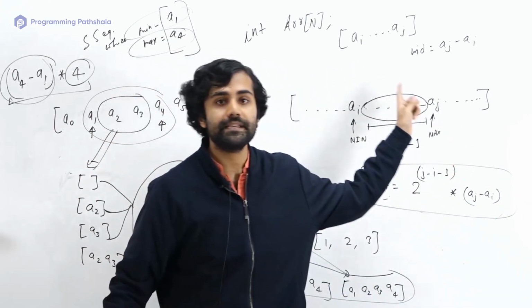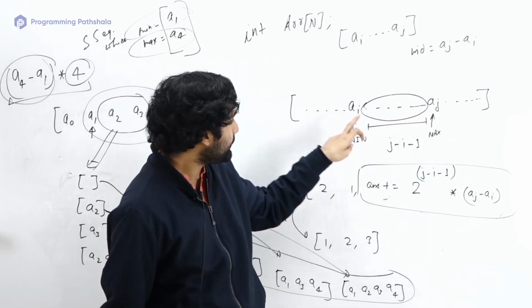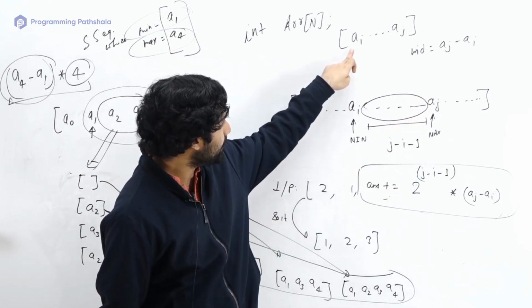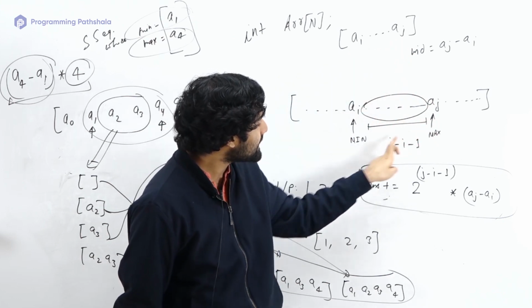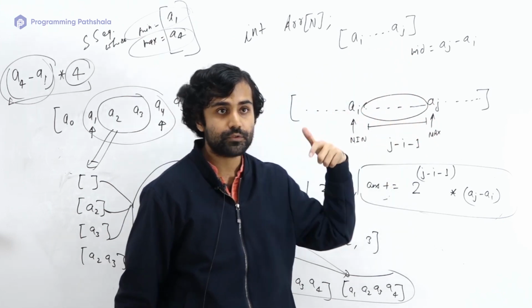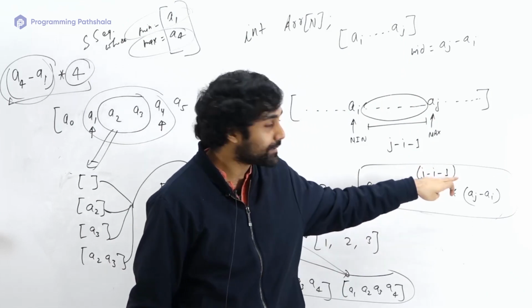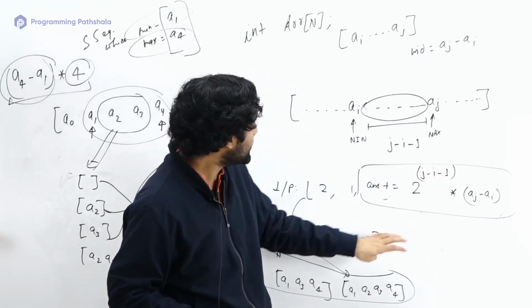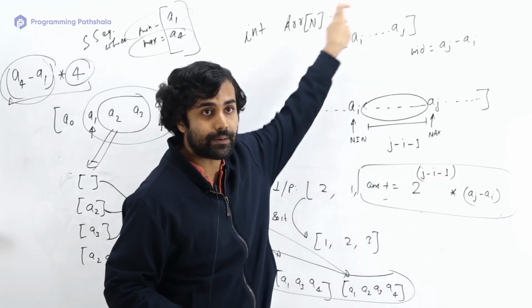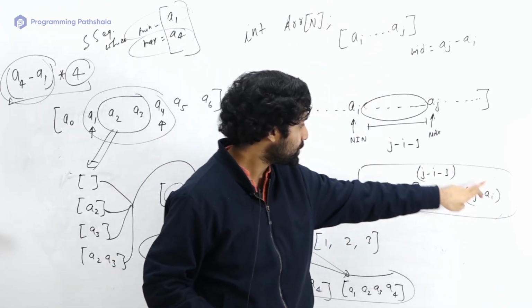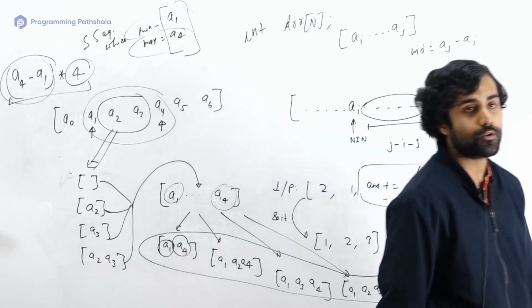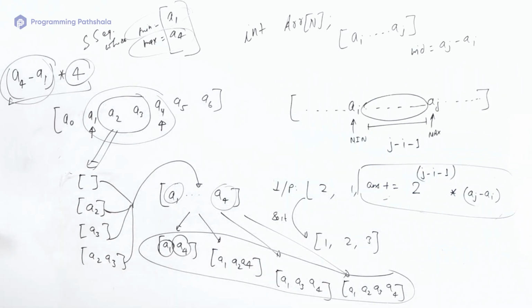The same thing is being generically told over there: if A of I is supposed to be your min and A of j is supposed to be your max, then there are j minus I minus 1 elements in between. So there will be 2 raised to power j minus I minus 1 different combinations which can come and sit in between and still abide by this family. And all of them will have the same width. So if I multiply this with this, that is the contribution of that entire family.